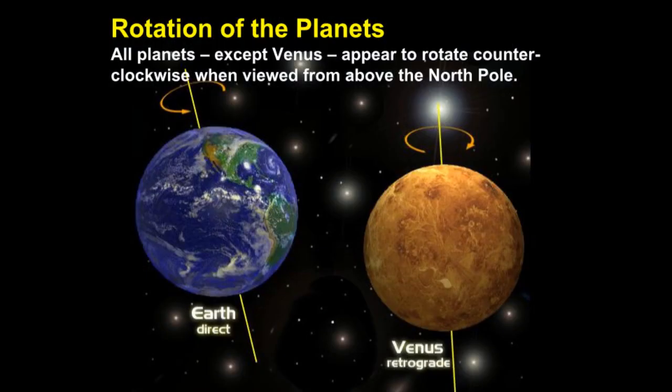Venus exhibits what is called retrograde rotation. It may have suffered an immense collision with another planet-sized object early in its history and gotten knocked completely over. The Sun would rise in the west and set in the east on Venus. All of the planets, except Venus, rotate counterclockwise.